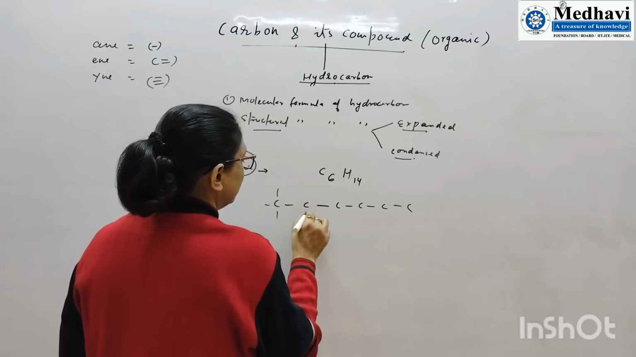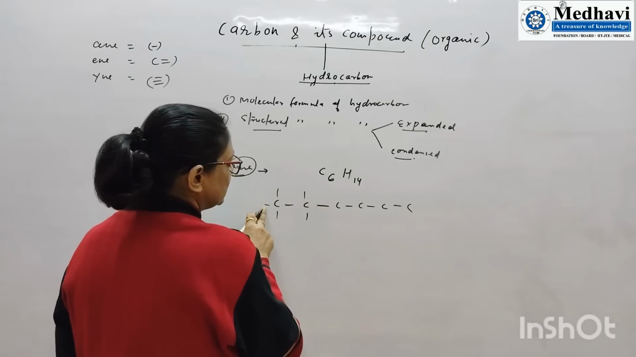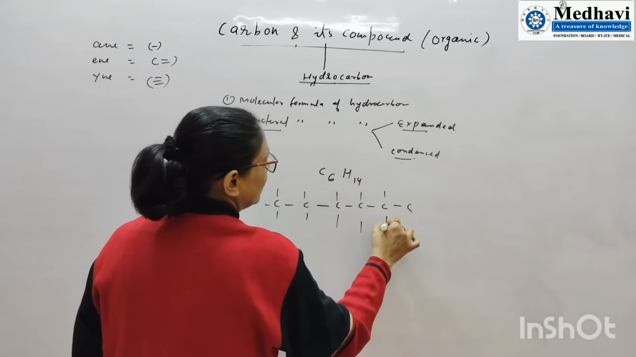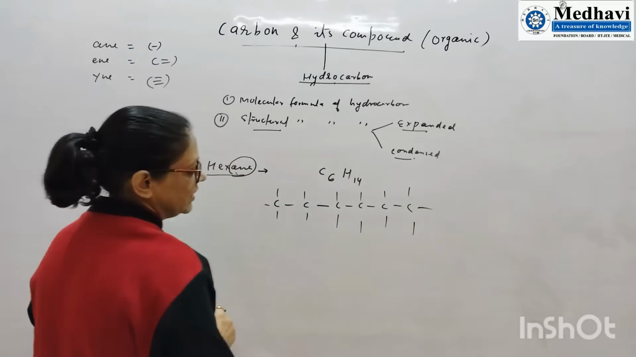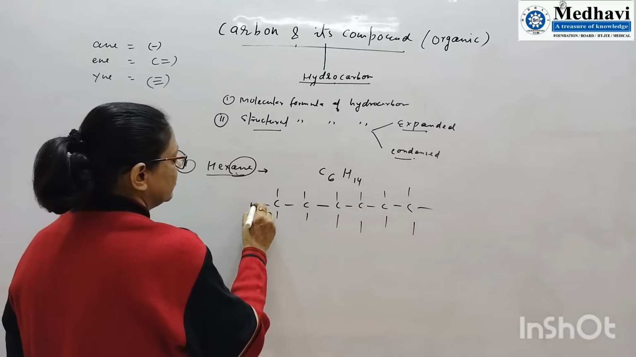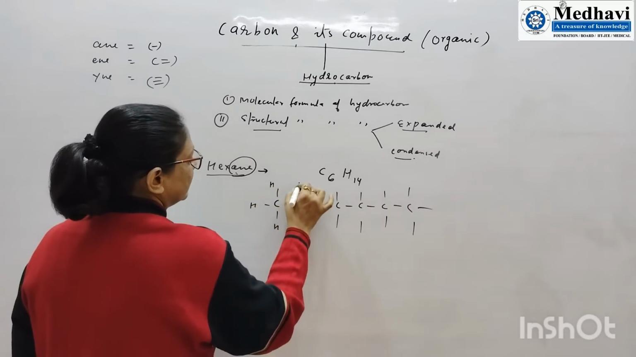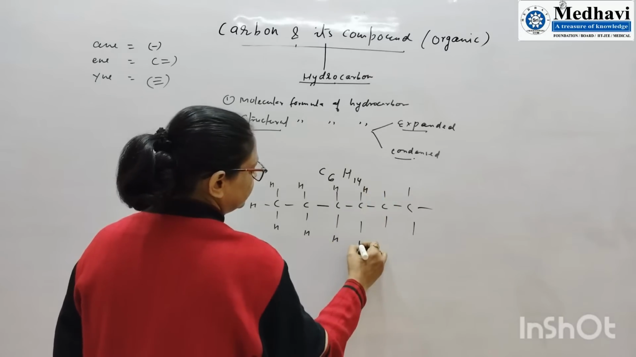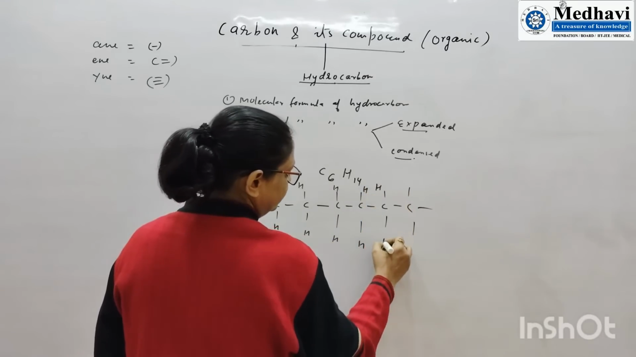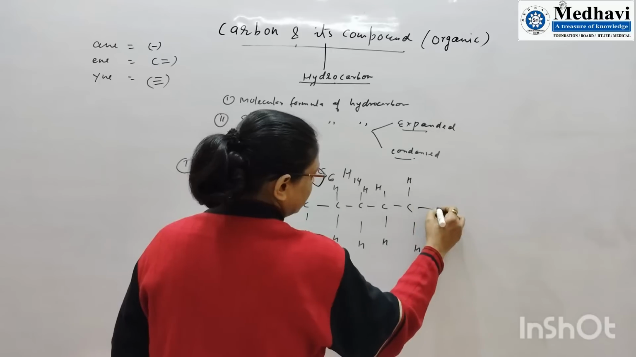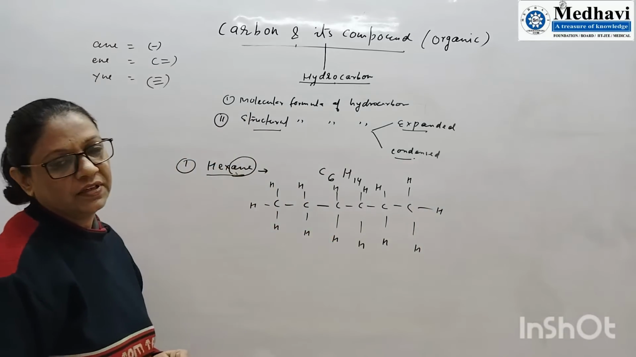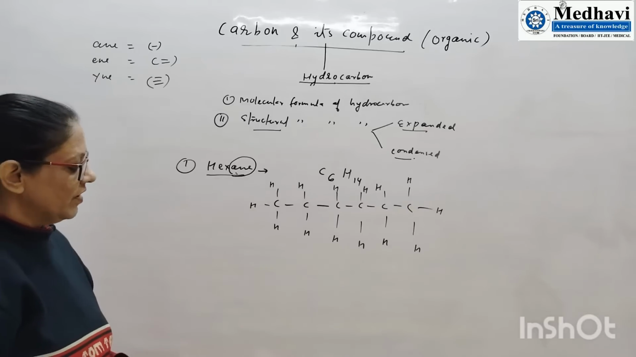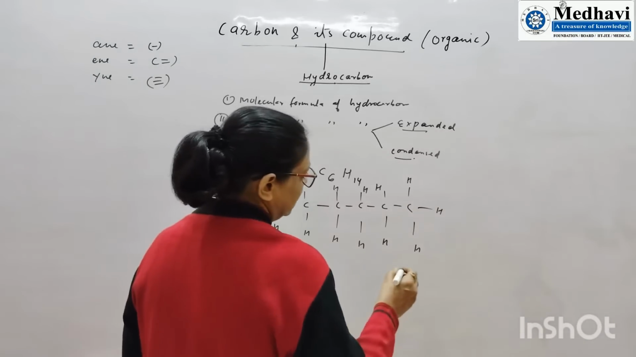Now you fill in hydrogen. Four bonds are required, so 1, 2, 3, 4. Like this you fill in; you cannot have more than 4. This is tetravalency. Put hydrogen over there. This is the structural formula in expanded form. We can write it in condensed form also.